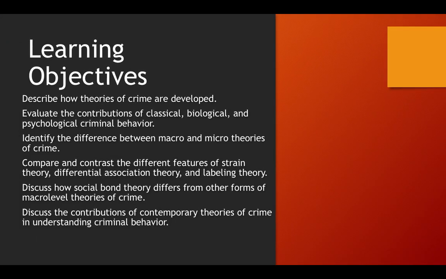Describe how theories of crime were developed, evaluate the contributions of classical, biological, and psychological criminal behavior, identify the difference between macro and micro theories of crime, compare and contrast the different features of strain theory, differential association, and labeling theory, discuss how social bond theory differs from other forms of macro-level theories of crime, and discuss the contributions of contemporary theories of crime in understanding criminal behavior.